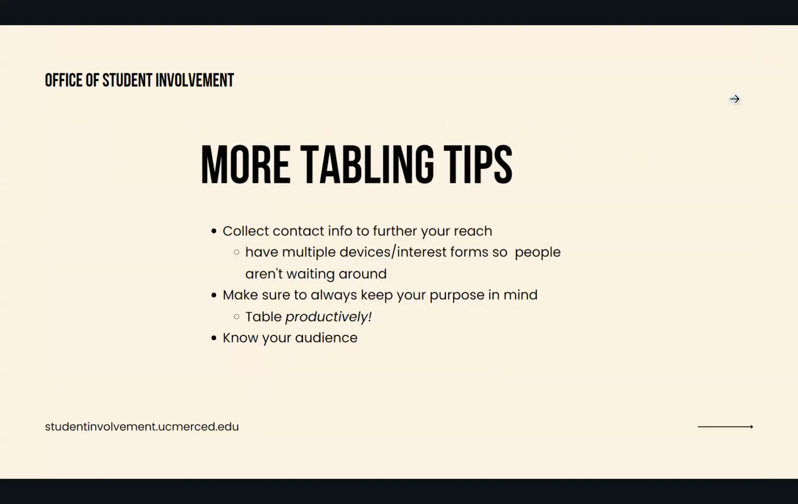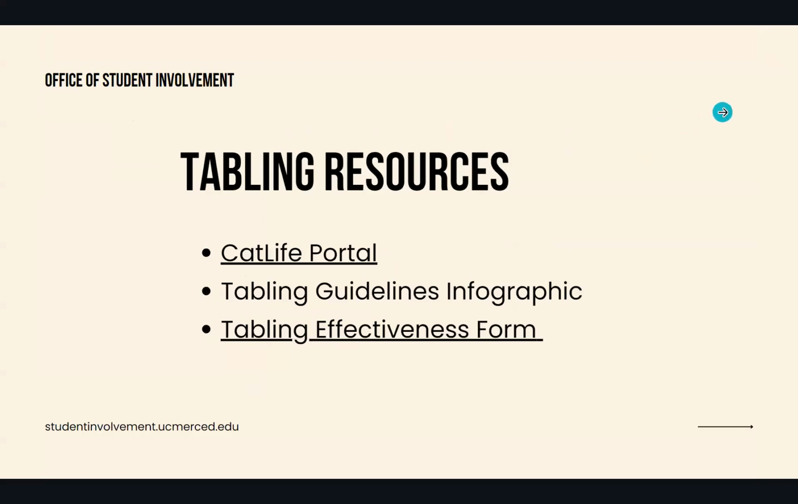So here are some more tabling tips. We recommend that you collect contact info to further your reach, so having multiple devices or interest forms out so people aren't waiting around. Make sure to always keep your purpose in mind and table productively, as well as know your audience. For our tabling resources, feel free to check out the CatLive portal, the Tabling Guidelines infographic, and the Tabling Effectiveness form. These should be emailed out to RCO and FSL leaders.